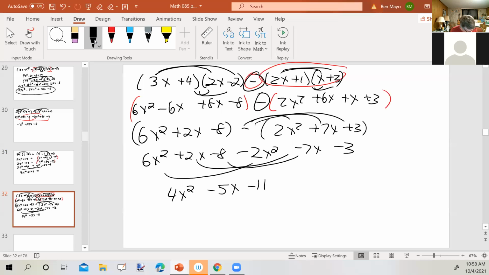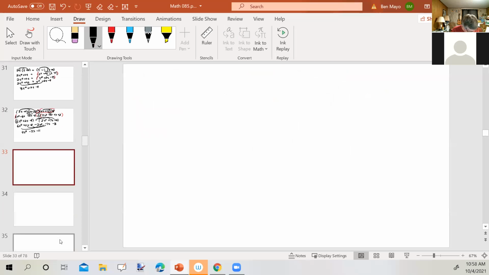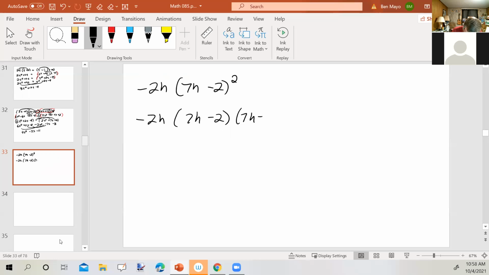Okay, let's see here. How about this one? Negative 2h times 7h minus 2, the quantity squared. So first of all, we get negative 2h times 7h minus 2 times 7h minus 2. Now, multiplication is commutative. So at this point, I have a couple of choices. I could do this first and then go from there, or I could do this first and then go from there. I'm going to go ahead and do this first.